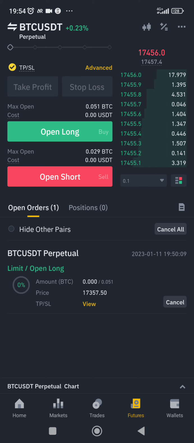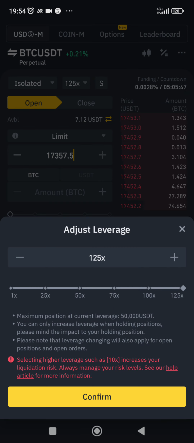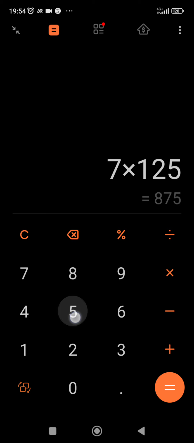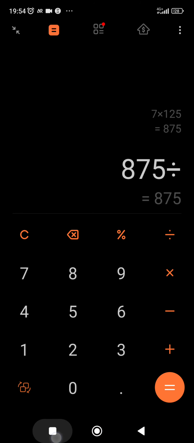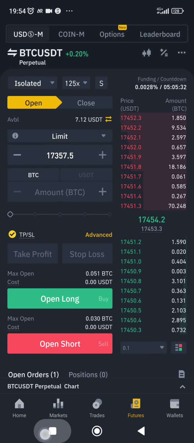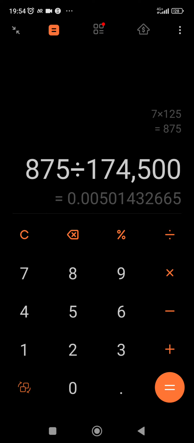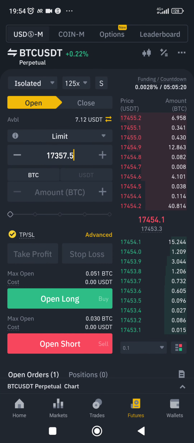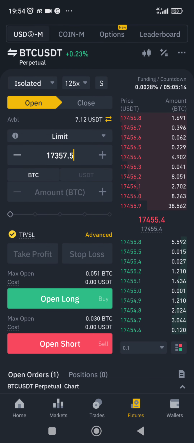Why? This is the power of leverage. I'm able to buy 0.051 because my $7 is working as if it is 7 times 125. That's the point of this leverage. So it's working as if it is 875. Now let's try 875 divided by the price of Bitcoin, 17,450. That's 0.05. So that's why I'm able to open 0.05 Bitcoin, because I'm using 125x leverage.